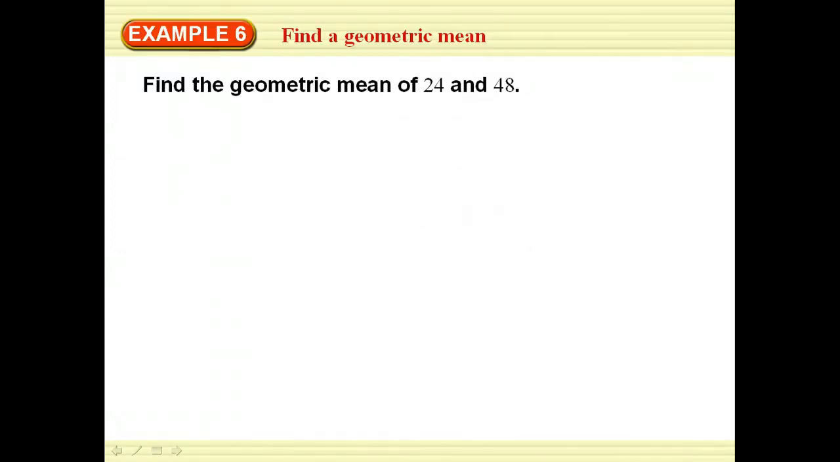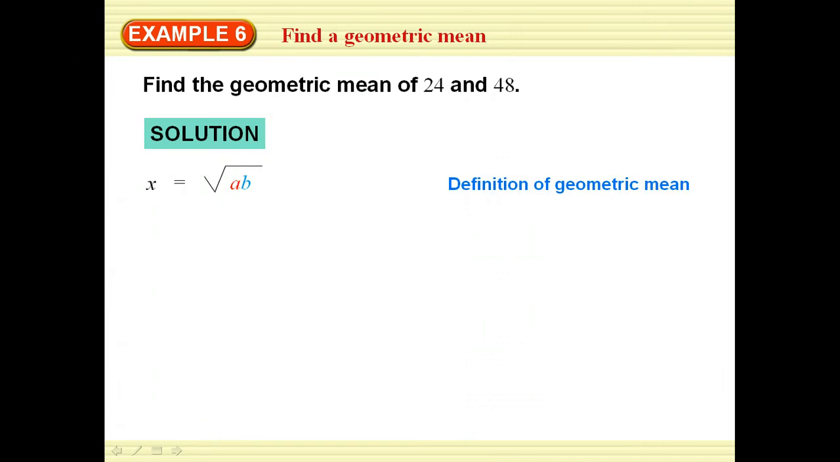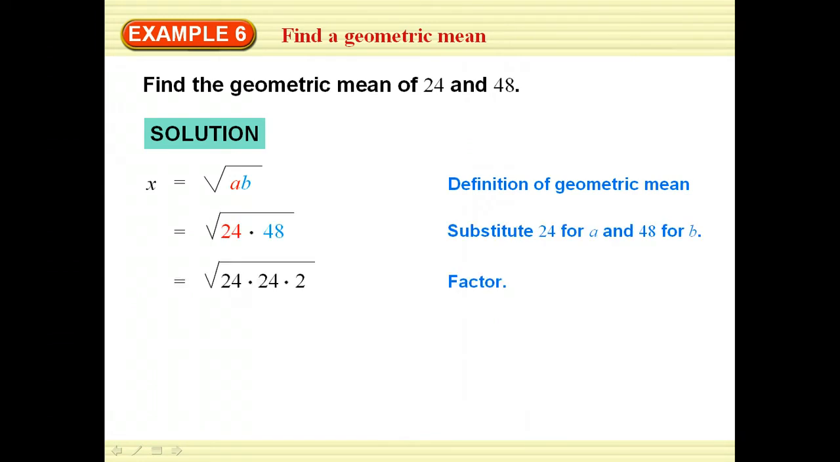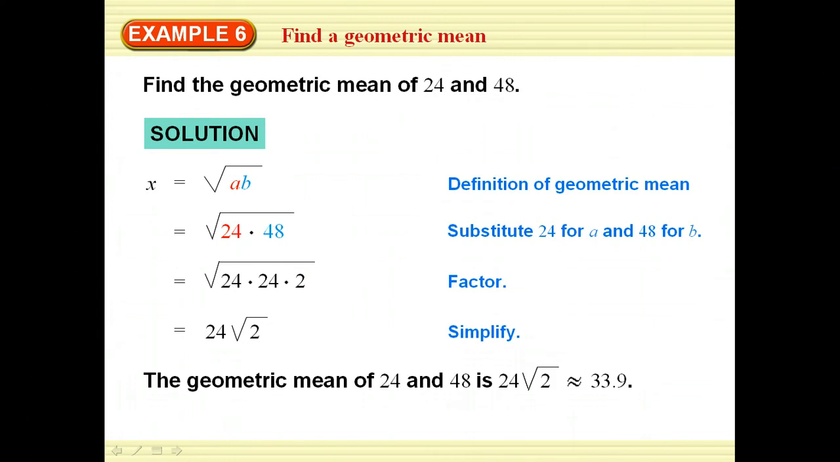So if I'm looking for the geometric mean of 24 and 48, I simply know that it's going to be the square root of the product. So the square root of 24 times 48. Now I'll simplify this by breaking 48 down into 24 times 2, which allows me to take a 24 out from under the square root sign, so I get 24 square roots of 2. If you want to, you can go ahead and estimate that. That would be 33.9 when you punch that into the calculator.